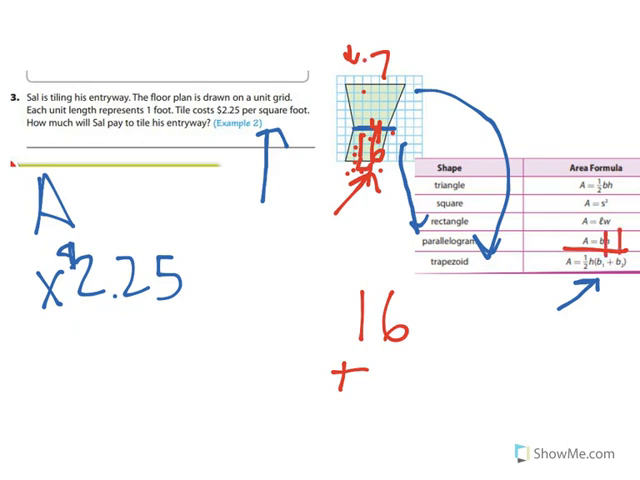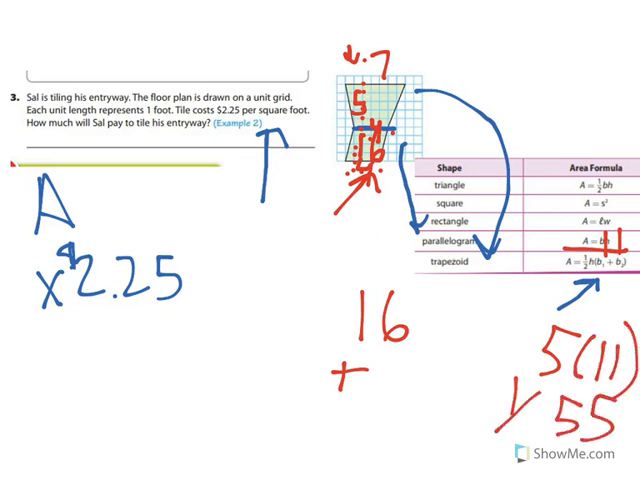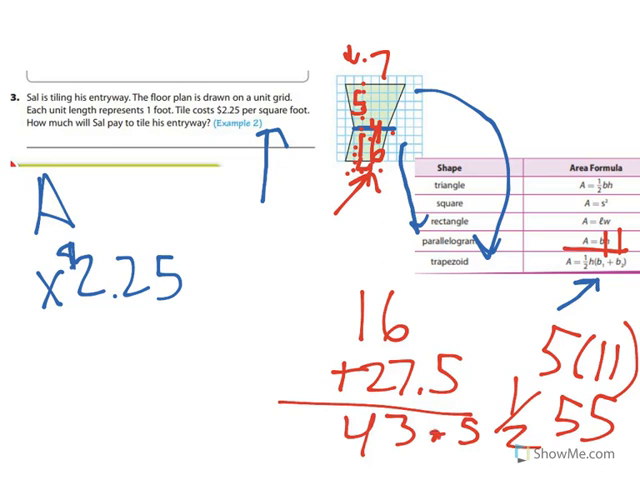The height is going up and down. 1, 2, 3, 4, 5. 5 is the height. So we plug that into our formula. 5 times 11, that's 55. And we're going to take 1/2 of that. All right, so 55 times 0.5, that's 27.5. And I add these two together. 43.5, so that's the number of square feet that I have.